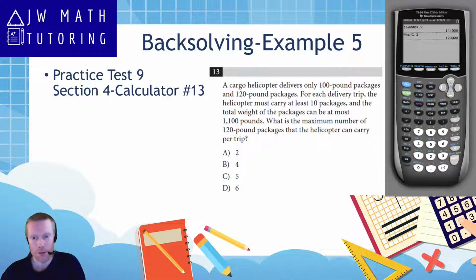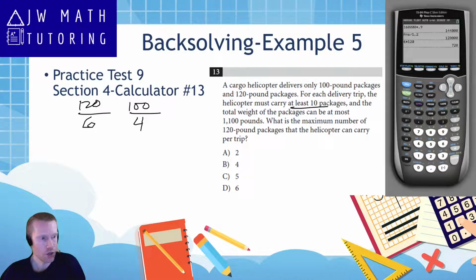So all I'm going to do is start with the answer choices. So I'm going to say, okay, answer choice D, let's say it carries 6 120-pound packages. What is its total weight? 720 pounds. So 6 of the 120-pound packages, and how many 100-pound ones? Therefore, it would carry at least 4 of the 100-pound packages because it has to carry at least 10. So that's where this 4 comes from.